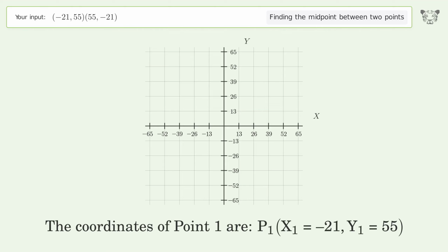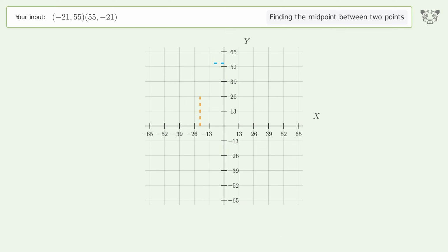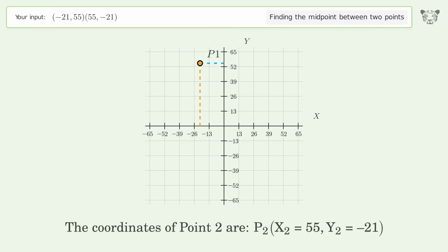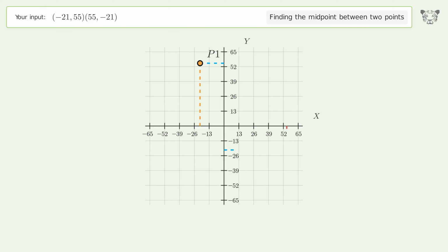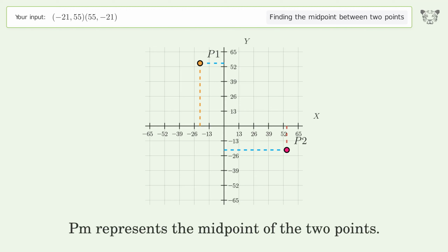The coordinates of point 1 are x1 equals -21, y1 equals 55. The coordinates of point 2 are x2 equals 55, y2 equals -21. PM represents the midpoint of the 2 points.